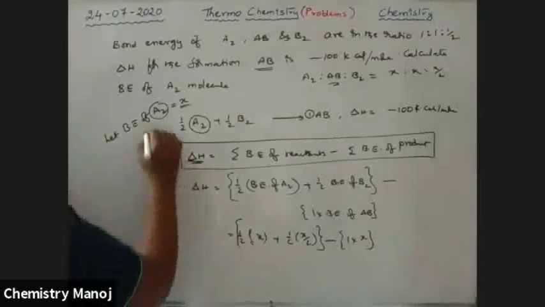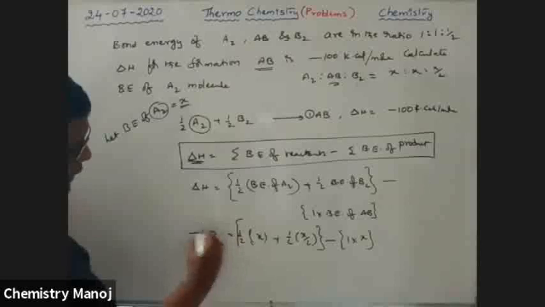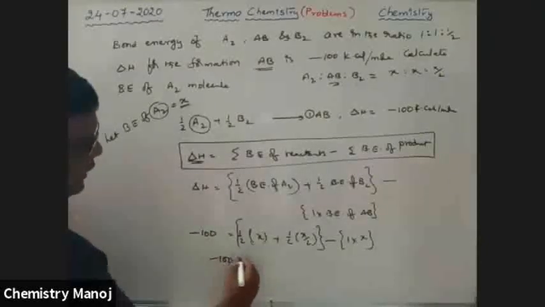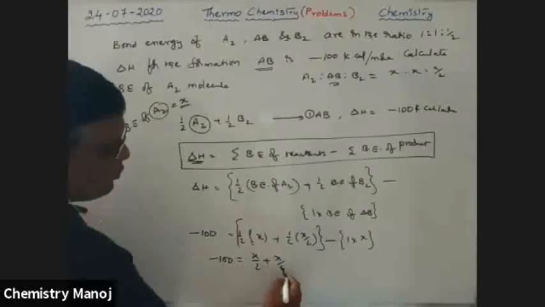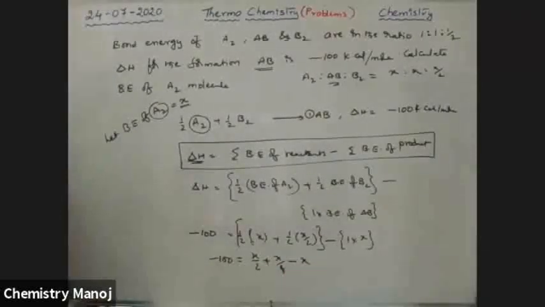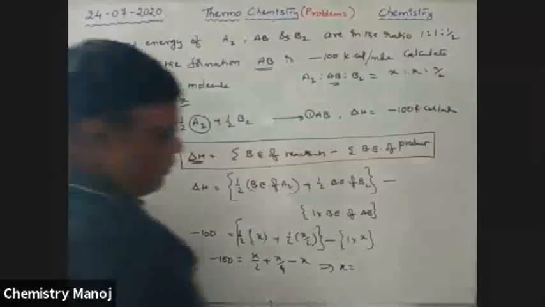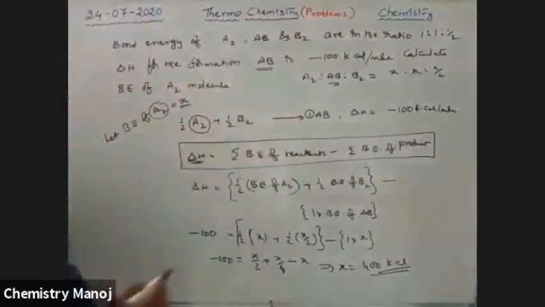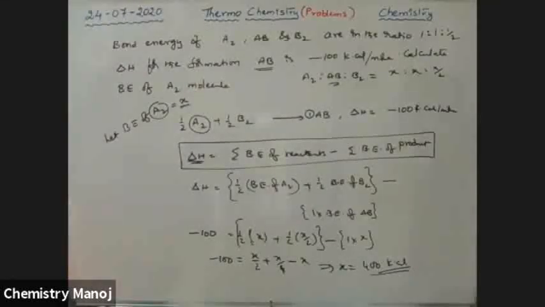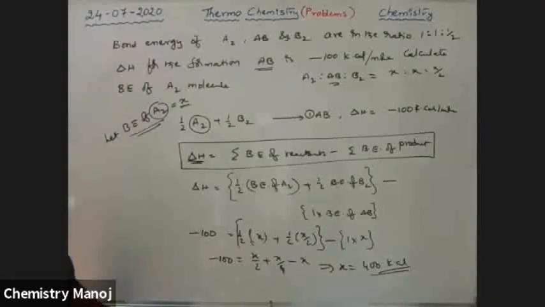Therefore, delta H value is given as minus 100. So minus 100 is equal to X by 2 plus X by 4 minus X. That implies X is equal to 400 kilocalories. What is X? That is the bond energy of A2. Bond energy of A2 is 400.